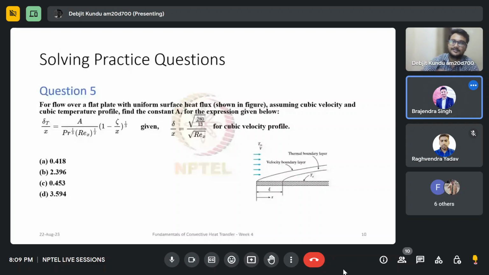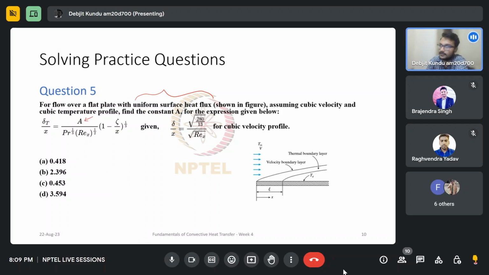Okay. So this is question number 5 of today's session. This is also, as I was saying, a pretty standard case. So, flow over a flat plate with uniform surface heat flux condition. Earlier it was isothermal. Now it's isoflux, you can say. It's shown in the figure as well. So assuming cubic velocity and cubic temperature profile, find the constant A for the expression given below.